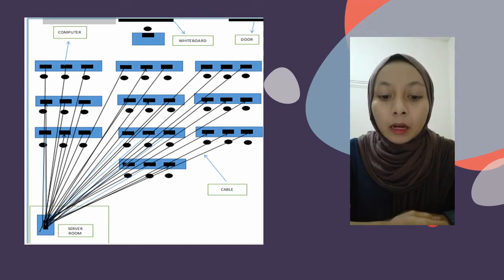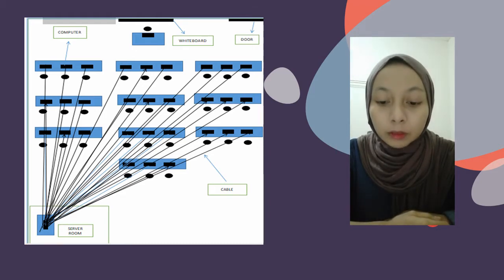First, in this layout, there are 30 PCs in a room. They connect to the server from the server room. They use bottom cable to connect all of them to the server.